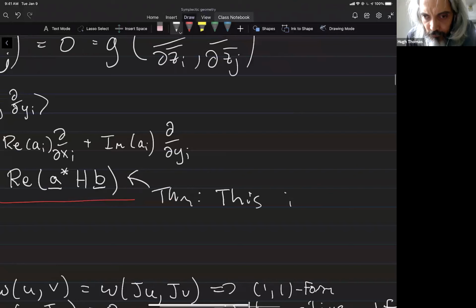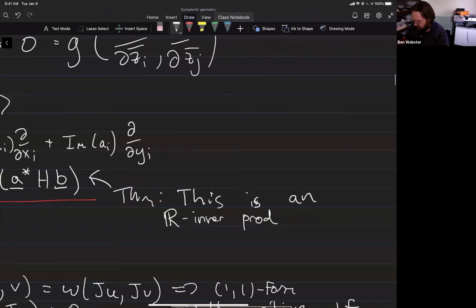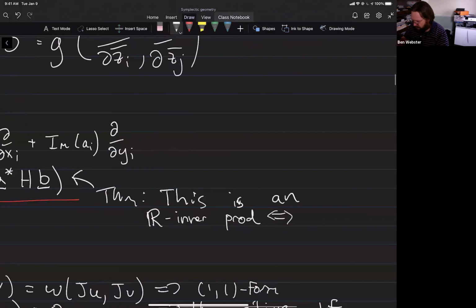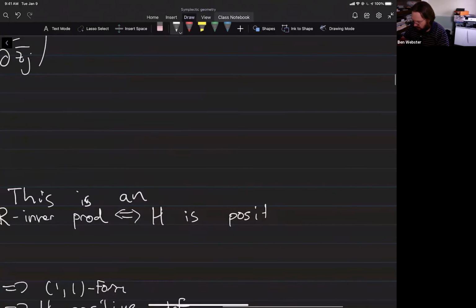This is an R inner product if and only if H is positive definite Hermitian.